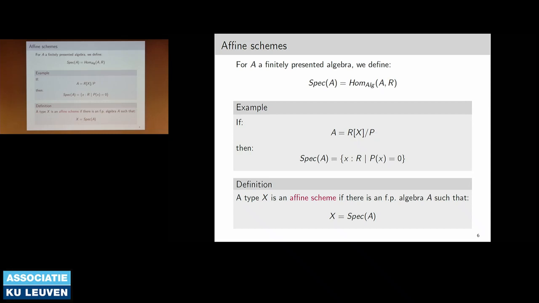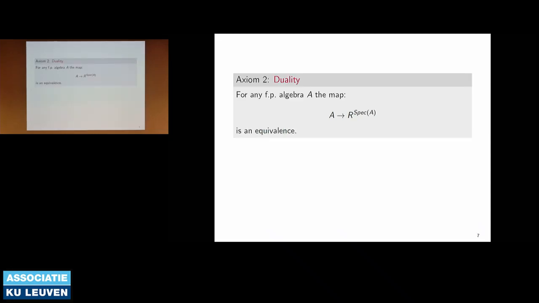And actually they are equivalent because of the second axiom, which is called duality. So duality says that for any finitely presented algebra A, you have a canonical map from A to the maps from spec A to R. And it says that this map is an equivalence. And so maybe this duality is best understood through a couple of easy consequences. So the first one is that the spectrum construction, going from finitely presented algebras to affine schemes, is an equivalence.